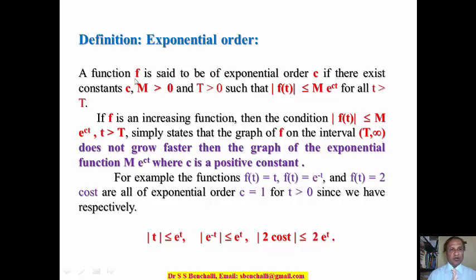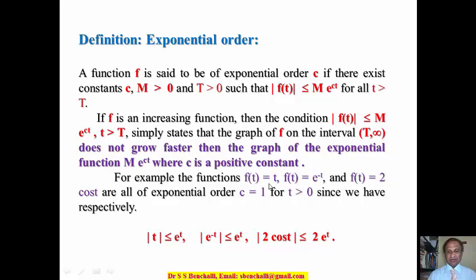Is it clear? Exactly in a similar way, we can verify the exponential order, whether the function is of exponential order or not, because it is important. A function f is said to be of exponential order c, c is some constant, if there exist constants c, m greater than 0 and capital T greater than 0, such that mod of f of t is less than or equal to m into e to the power c into t for all t greater than capital T. If f is an increasing function, then the condition mod of f of t less than or equal to m into e to the power c into t for t greater than capital T simply states that the graph of f on the interval T to infinity does not grow faster than the graph of the exponential function m into e to the power c into t, where c is a positive constant.